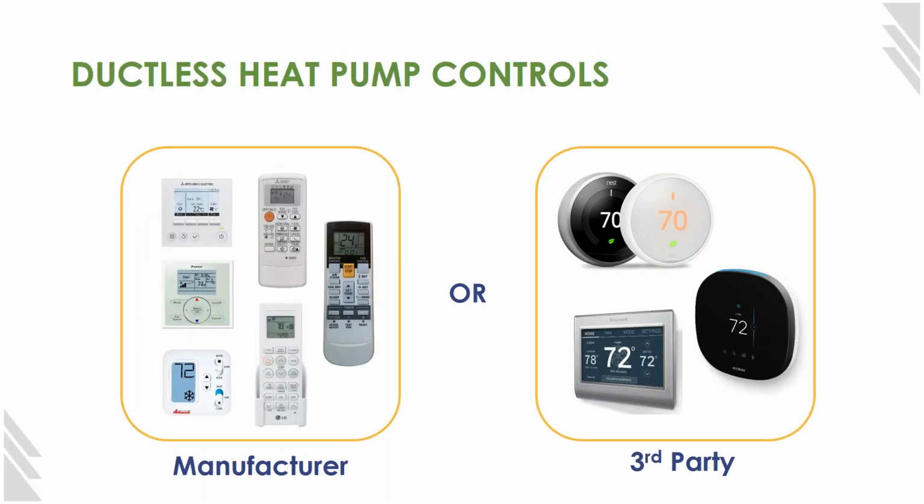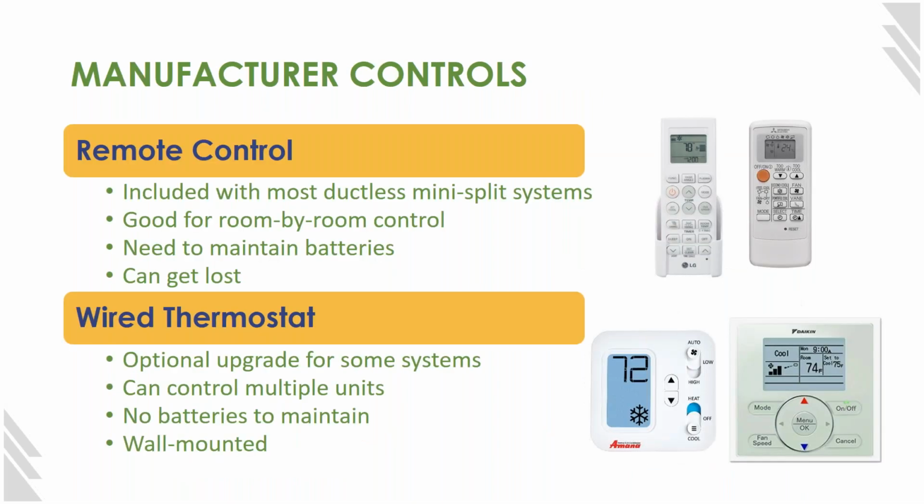So ductless heat pump controls come largely in two varieties. There are manufacturer-provided controls like we see on the left, and third-party controls. So we'll start with manufacturer controls because every system is going to come with some variety of manufacturer control. And these generally take one of two forms, either a remote control or a wired thermostat. So the remote control has a thermostat on it, like it is sensing temperature, but it functions like a remote control. So it is wireless. It's going to be just controlling the unit in that room.